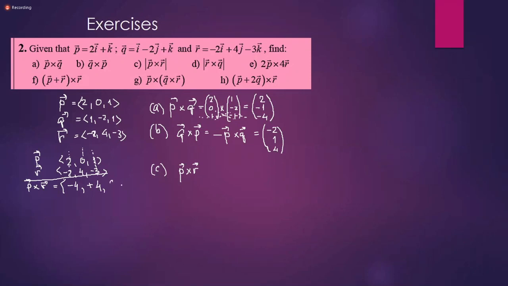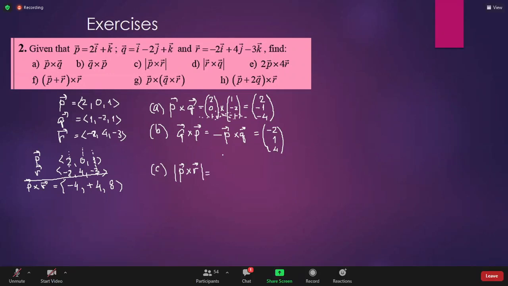So the absolute value, the magnitude of vector P times R as required would be the square root of 4 square plus 4 square plus 8 square. That's 16, 16 and 64, that's 96. Square root of 96. 96 is 6 times 16, that is 4 square roots of 6. That's the absolute value of P times R.